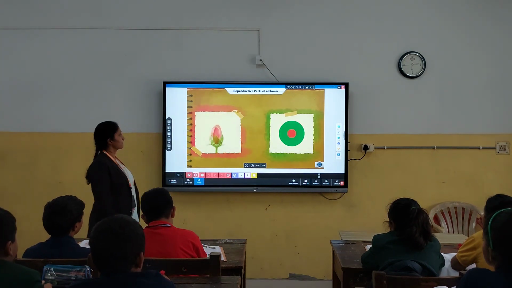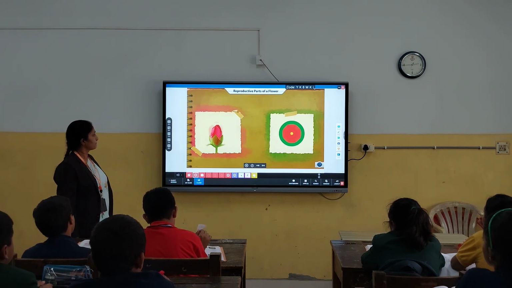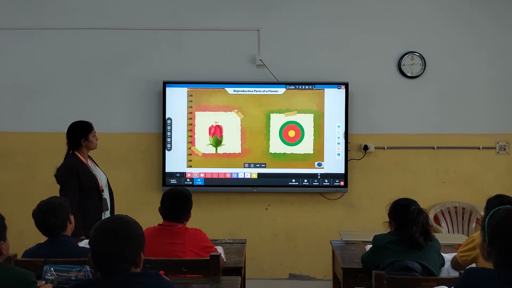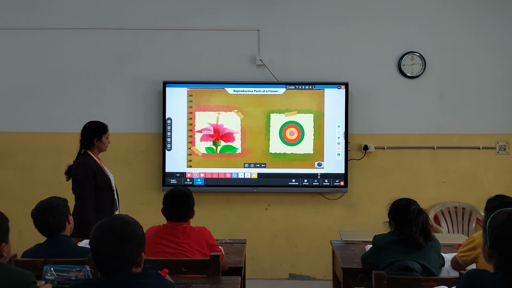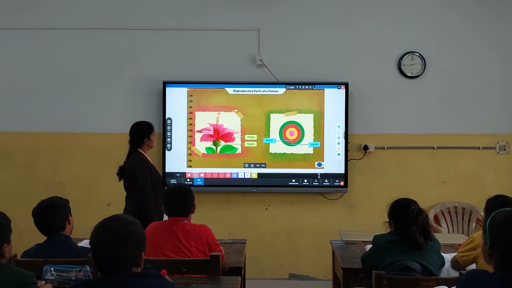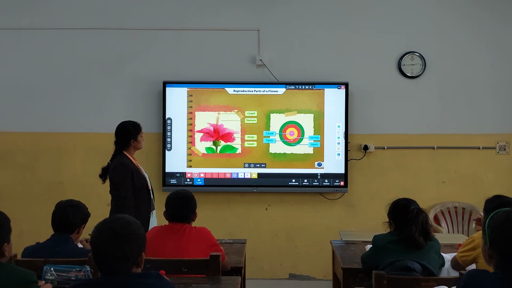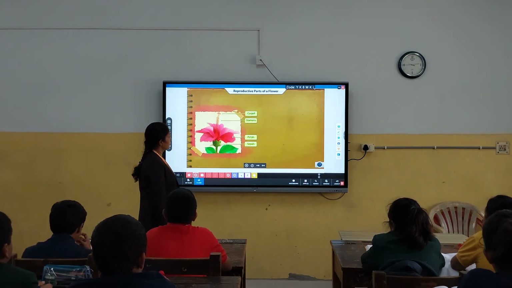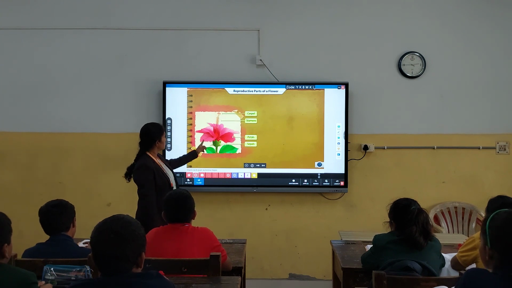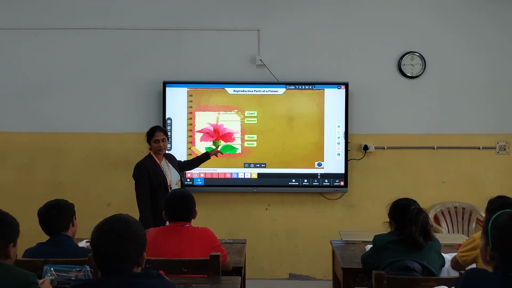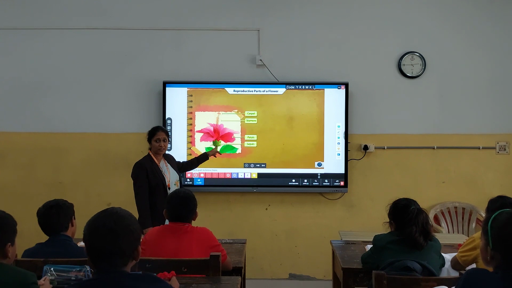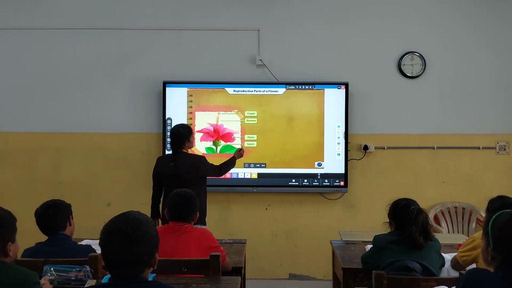Flowers develop from buds. The parts of a flower are arranged in rings or whorls. They are called sepals, petals, stamens and carpels. Let us study the parts in detail. Click each part to know more. See, now you see the calyx here. In the bud stage, it protects the flower. Now one by one, let us see.